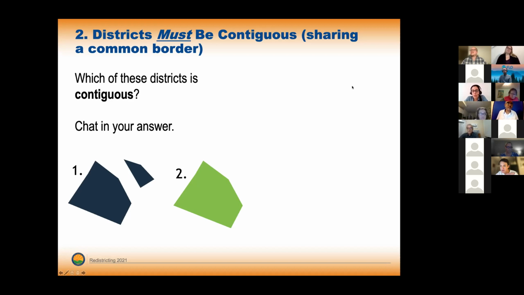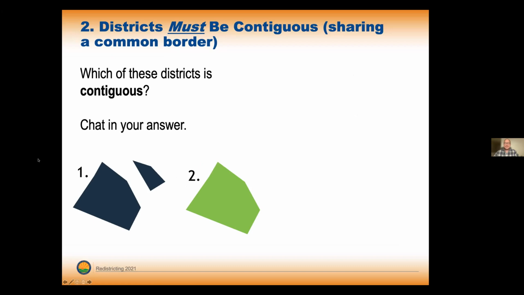We're seeing some twos coming in. See, 2, twos. Any other votes? Any other chats coming in? All right. And the correct answer is 2. Everyone got that one right.